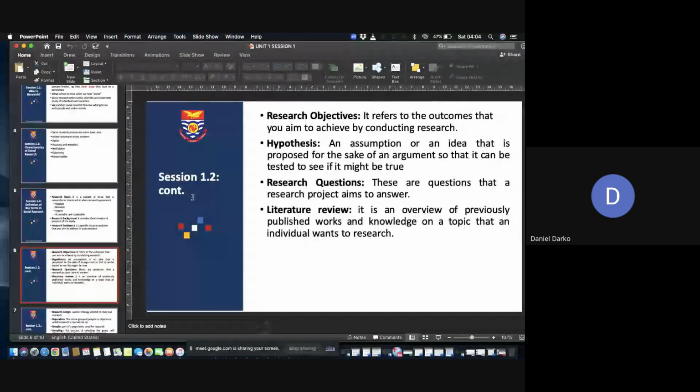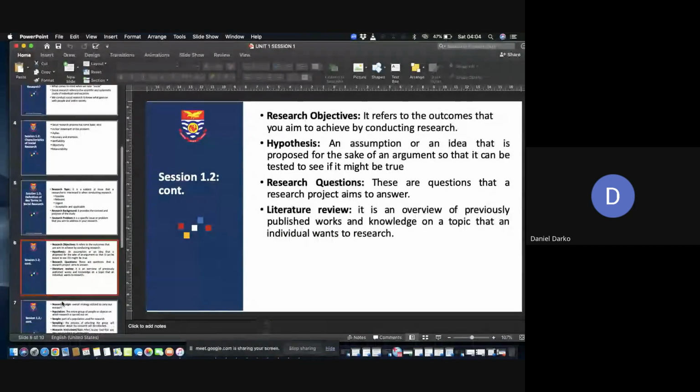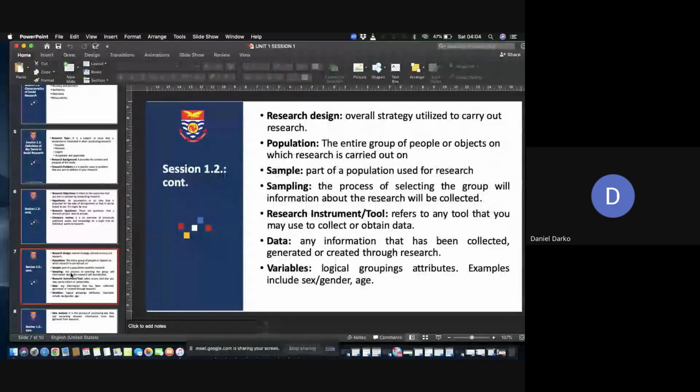The literature review is the overview of previously published works and knowledge on the topic that an individual wants to research. So you want to look at works people have done on the topic you've chosen or the problem you're investigating, just to have more knowledge about the issue. That's literature review. Then research design is the overall strategy utilized to carry out your research. So what's the strategy? Is it quantitative or qualitative? You want to know the strategy.